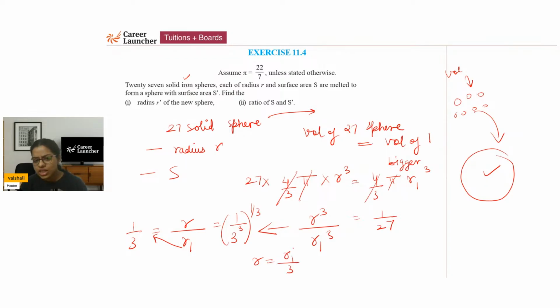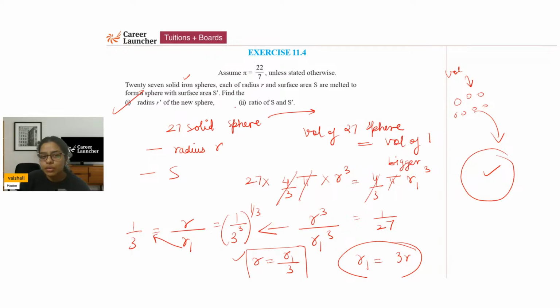So it means the relationship है between the two, you can say that the bigger sphere का radius है, it is 3 times of the smaller one, or you can say it other way around कि जो radius है smaller वाले का वो bigger वाले से 1/3 होगा. So both ways you can imply, but because they are asking us the radius r, so r is equal to r1 by 3. And we are done with this part.